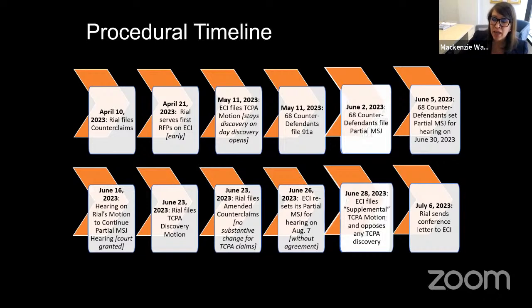Then in June, they set that partial motion for hearing later in June. And on June 16th, this court heard and granted a motion to continue that June 30th MSJ hearing, finding that some portion of discovery prior to the MSJ hearing was proper. Thereafter, Mr. Ryle filed his TCPA discovery motion and amended counterclaims. On June 26th, ECI reset its partial MSJ hearing for August 7th without agreement and without the real ability to conduct discovery before that date. And then on June 28th, ECI filed its supplemental TCPA motion and response opposing any TCPA discovery.